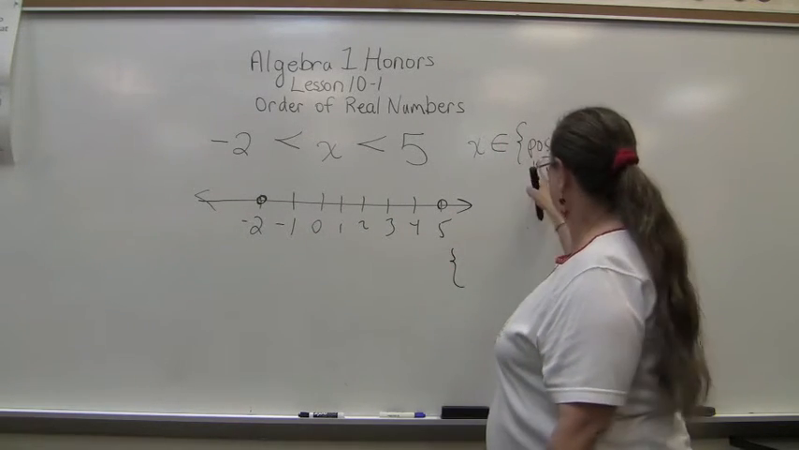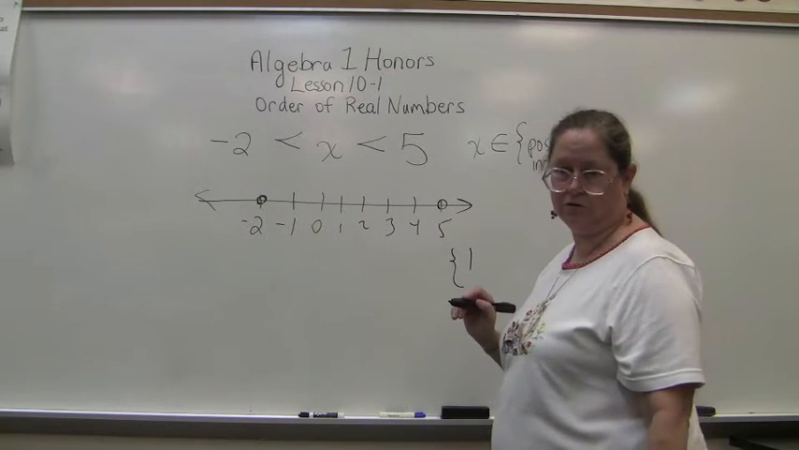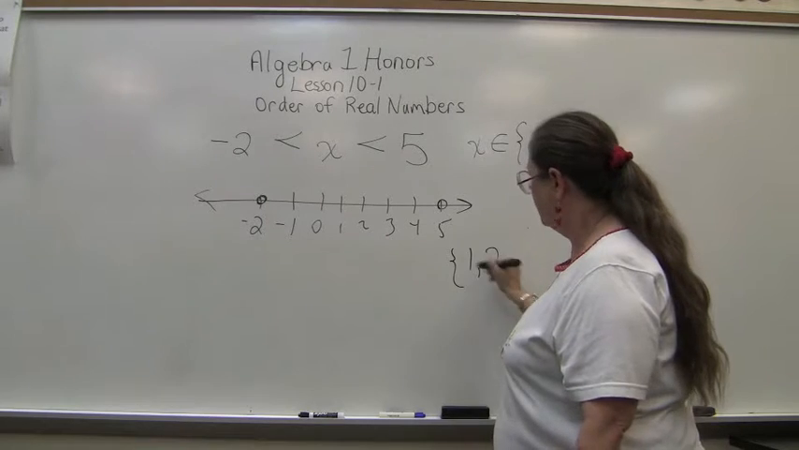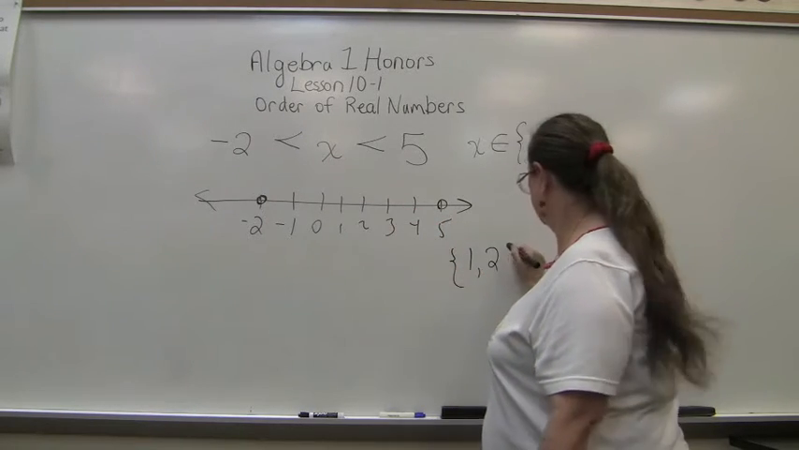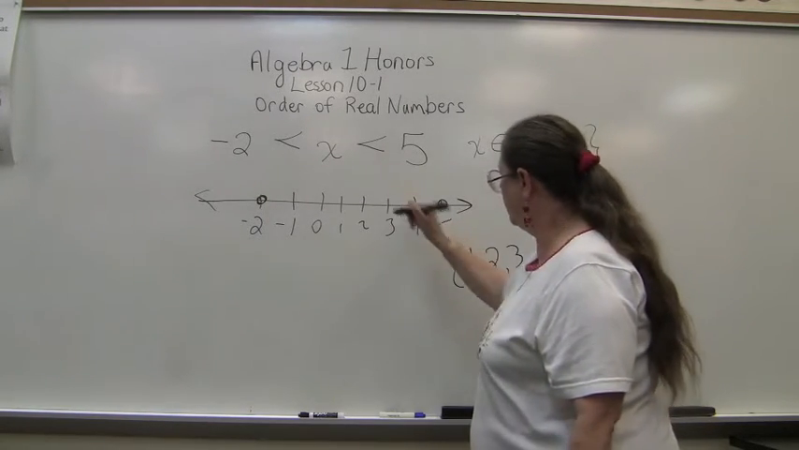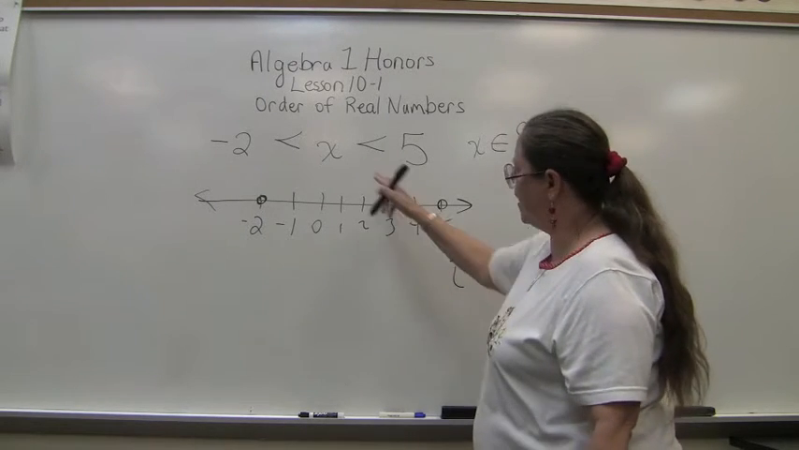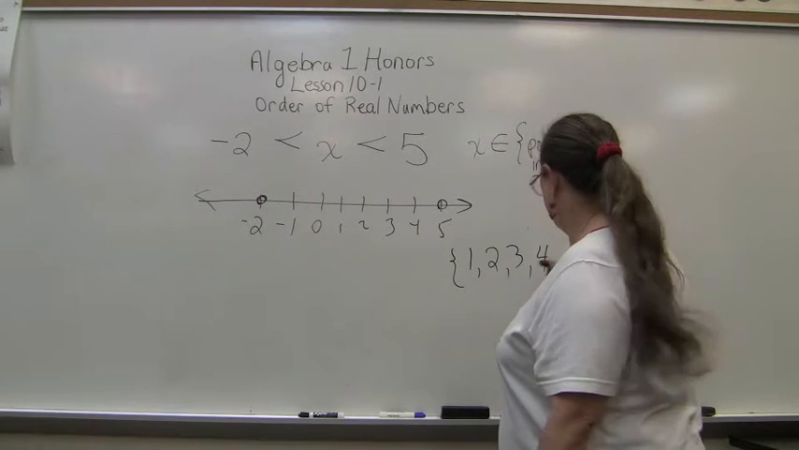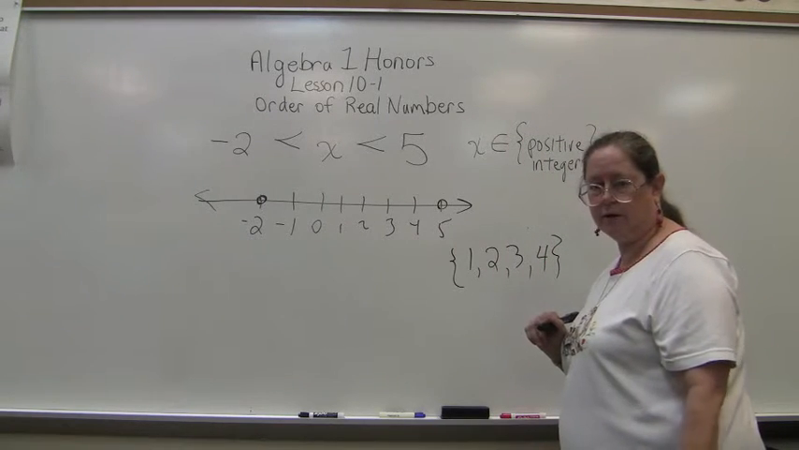A 1 works, and it is a positive integer. That's one of our solutions. Put a 2 in there for x. That works. Put a 3. That works. Put a 4. That works. Put a 5, but 5 is not less than 5. 5 is equal to 5. And we're done.